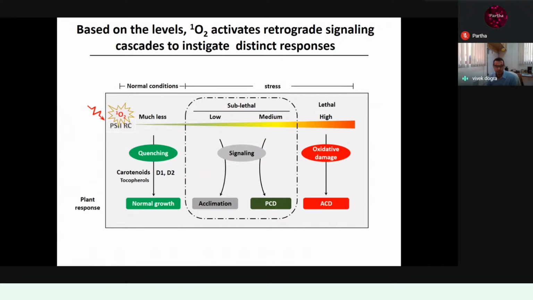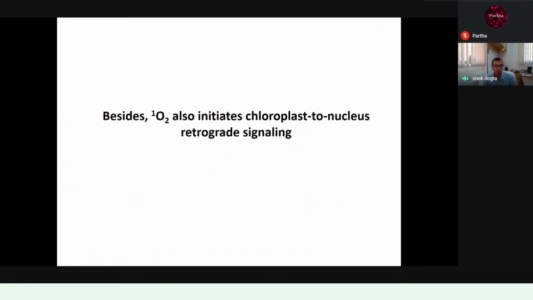But if the level of ROS goes much beyond this level, then the plant has no option to return, and the plant will ultimately die. So depending upon the levels, the plant can have different responses based on the signalings activated by the levels of ROS per se. Okay, so as I told you, singlet oxygen can activate signaling cascades.